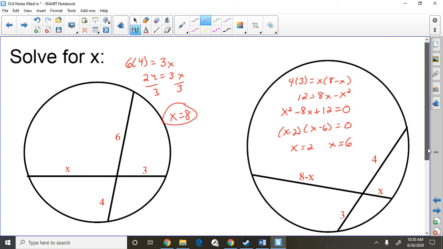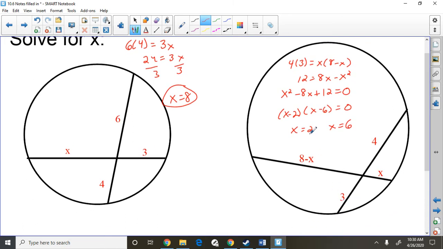And if I look at these two answers in the diagram, if I substitute in 2, then 8 minus 2, this side of the chord would be 6, and this side would be 2. If I substitute in the 6, 8 minus 6 is 2, and then this side is 6. So these two answers are both valid, and they are the two numbers that split the chord into segments that are 8 and are 2 and 6. We just don't know which side is longer, so there's no way of knowing that it's one of those as opposed to the other.